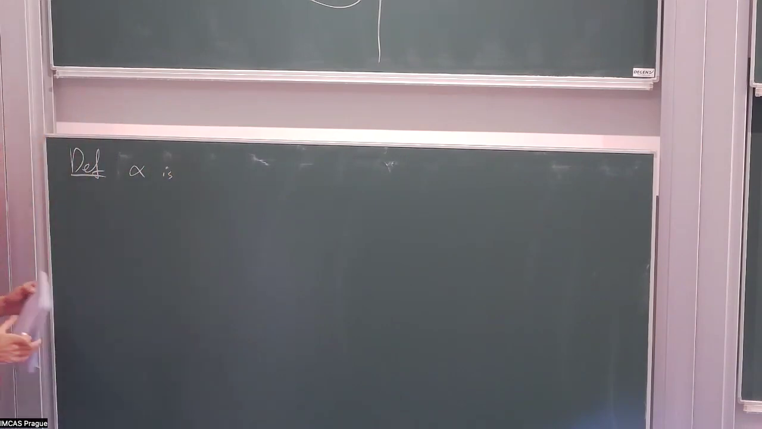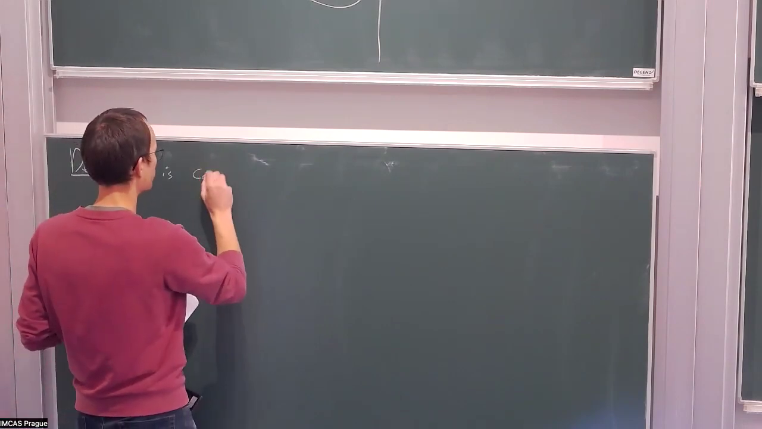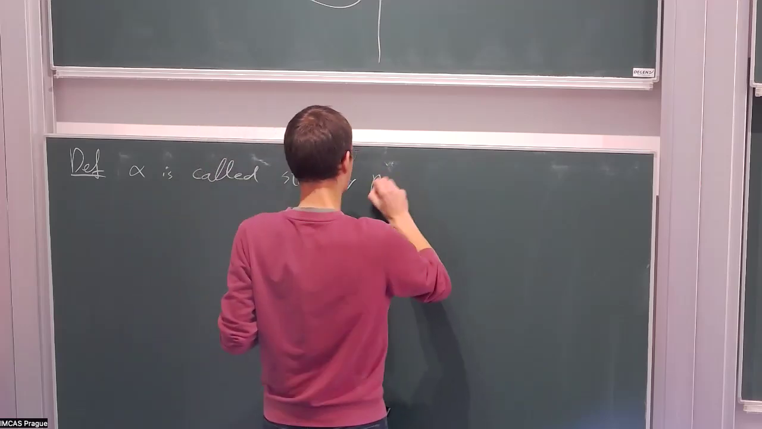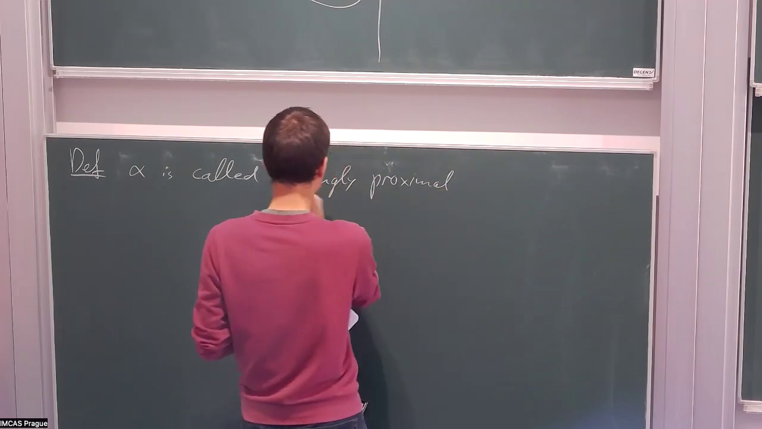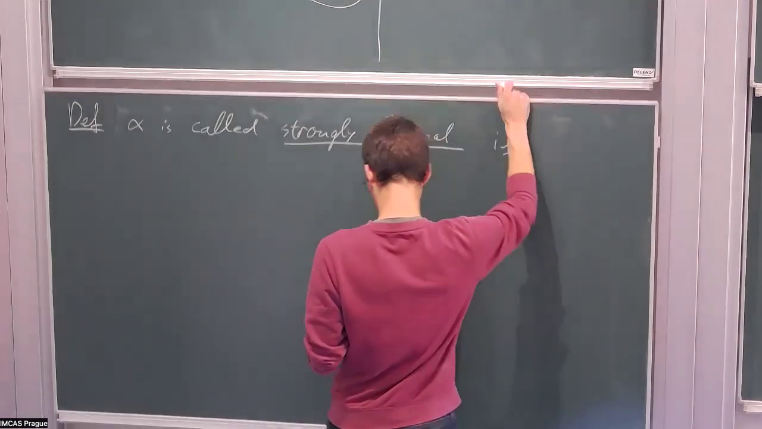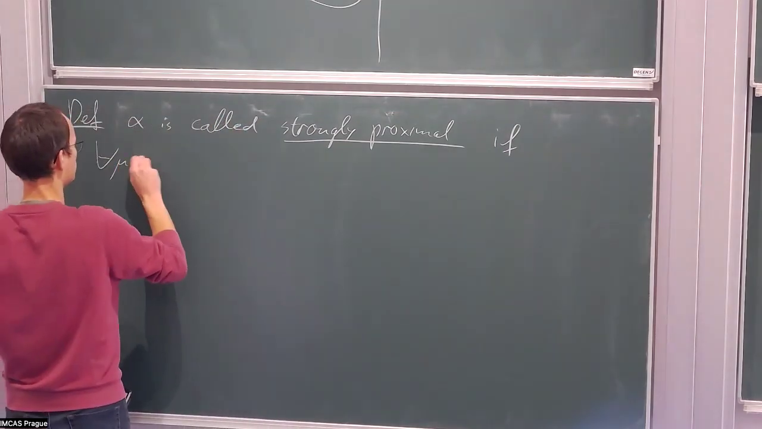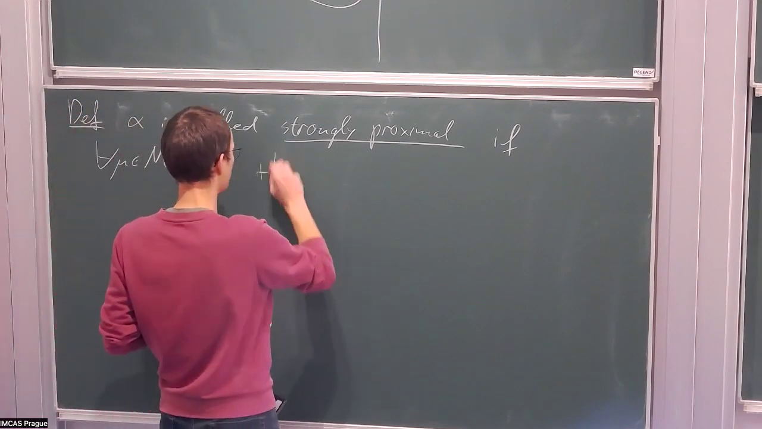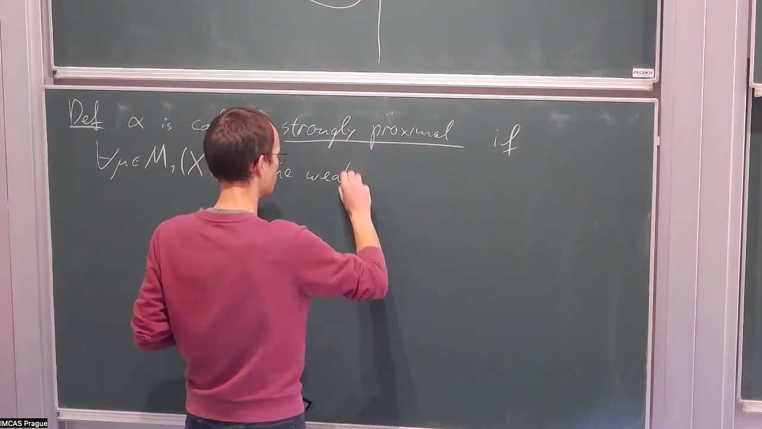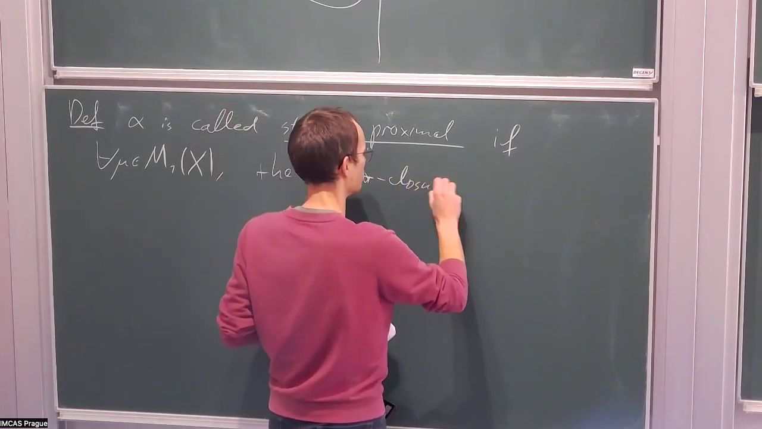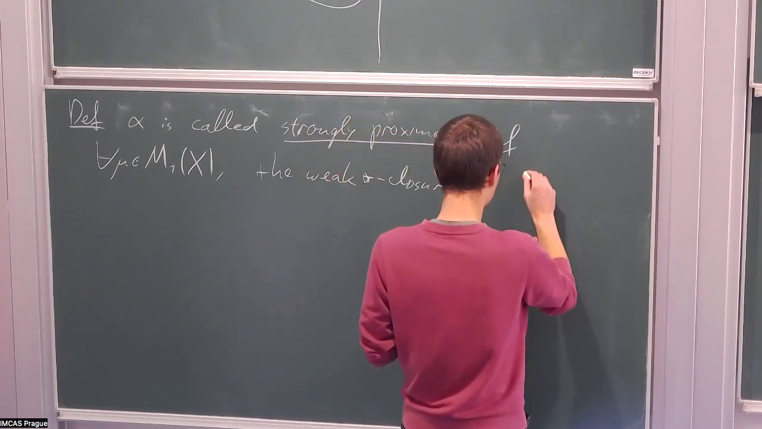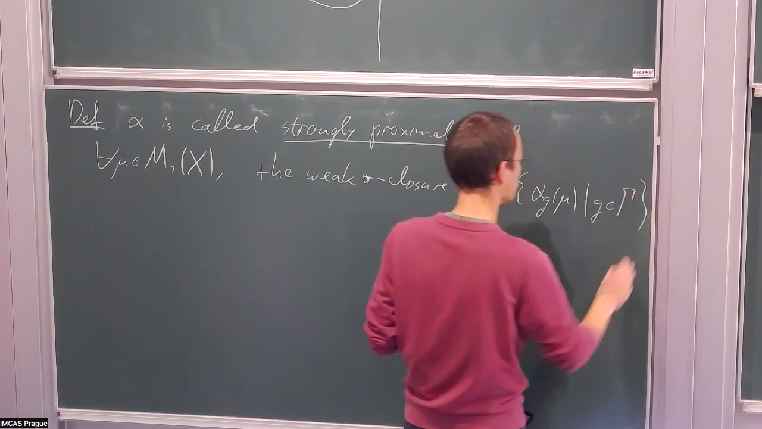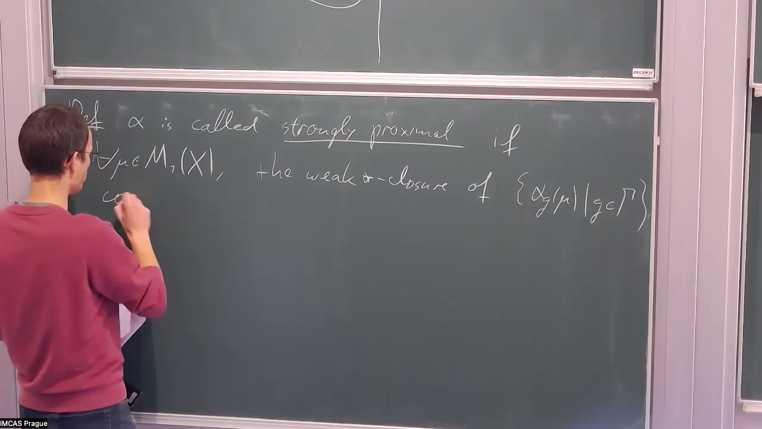Now comes maybe a bit less intuitive definition. Alpha is called strongly proximal if for all probability measures mu, the weak star closure of the orbit of mu contains a point measure.